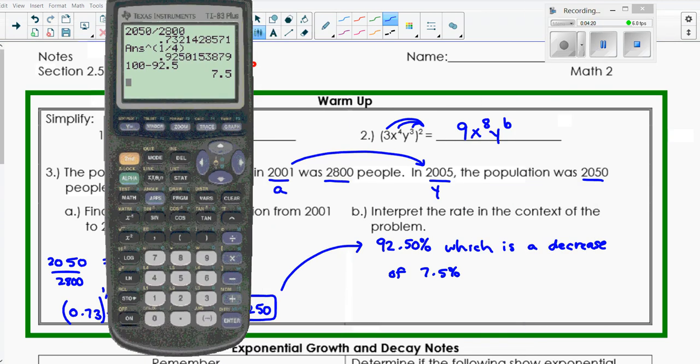And you're looking at 7.5. So you want all of that. You want to interpret it as 92.5% and then say which is a decrease of 7.5%. And that's what we're going to talk about a lot today.